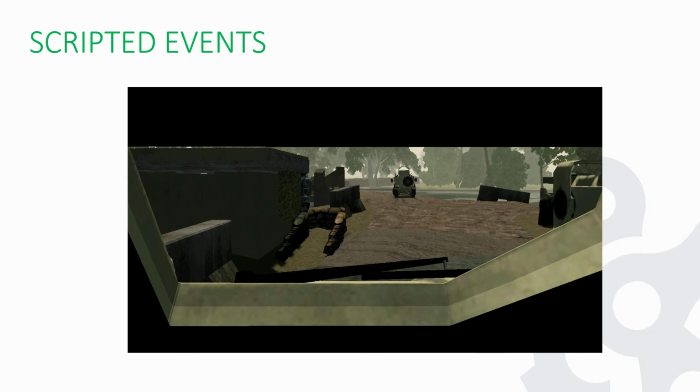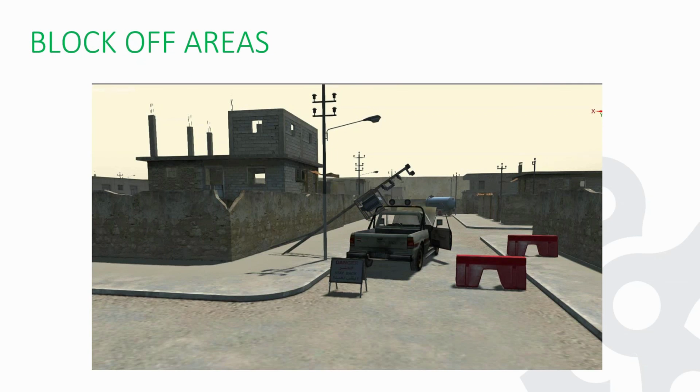This particular scenario didn't have that many of them, but it's possible to include a number of events in any training scenario to emulate a number of situations. Another example of a level designer task is the blocked off area. So we're coming back to this image. You see those red barriers.